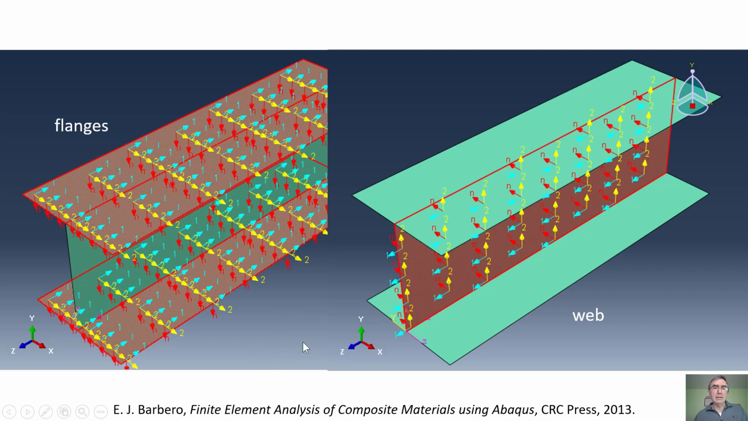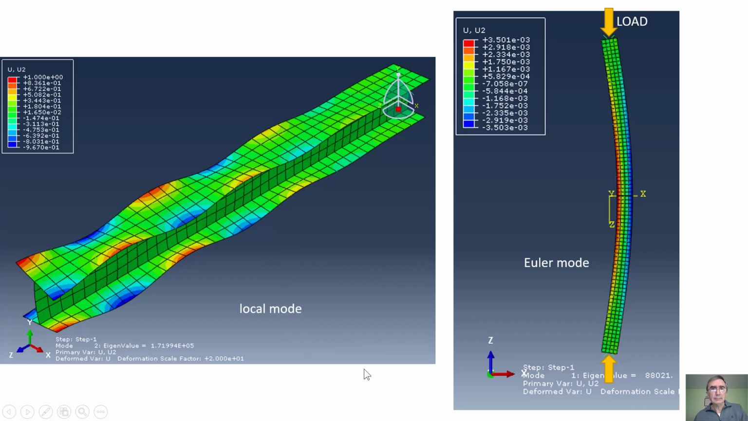And if you need more details about this, you could look at this book where I explain all of that. So now we see the result of the simulation again for a short or not slender column, local mode, and then on the right we have Euler mode, which is for a slender column. Of course, you've seen this picture before.